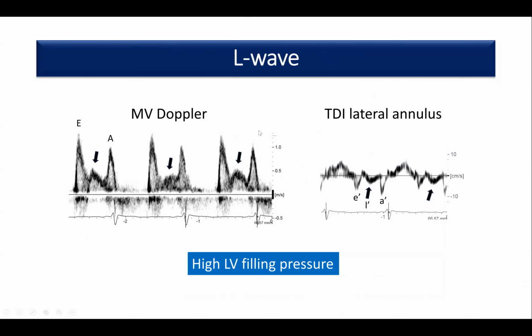Another important parameter to look at across the mitral valve, which I showed you a little bit earlier, is the L wave, a mid-diastolic wave that we see, which is due to impairment in LV relaxation. Whenever you see it, particularly when it's prominent like this, here 0.5 meter per second, you can tell that the left atrial pressure is high and the LV filling pressure is high. You can see it here as well in the tissue Doppler: an L prime wave between the E prime and the A prime. So whenever you see this, you can tell that the left atrial pressure is high.